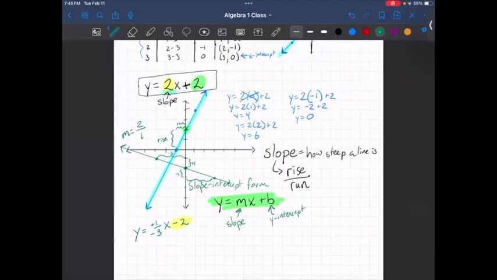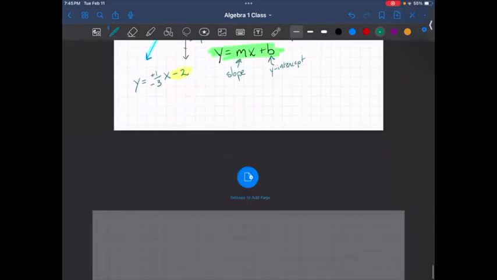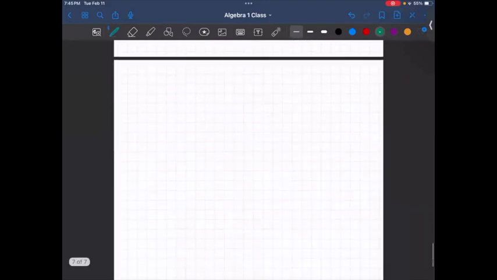Now there are 2 special types of lines that I'll make note of. We could have a line that says something like y equals 3. There's no x. And really, the x in this case just doesn't matter.